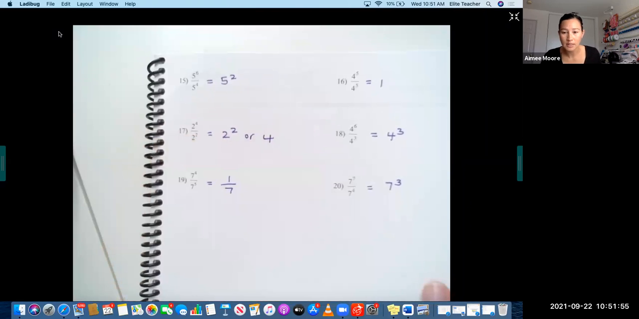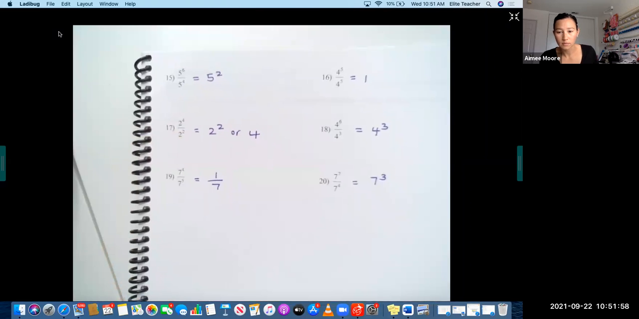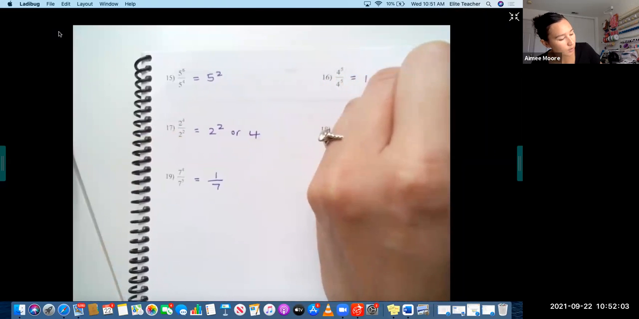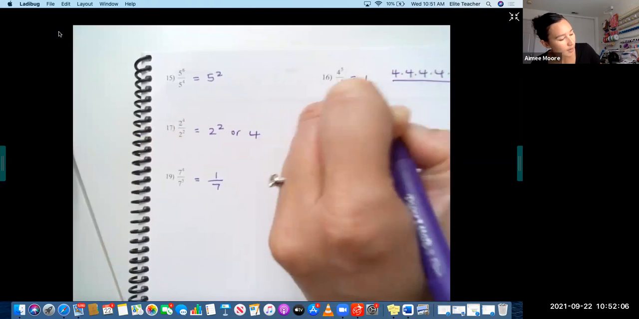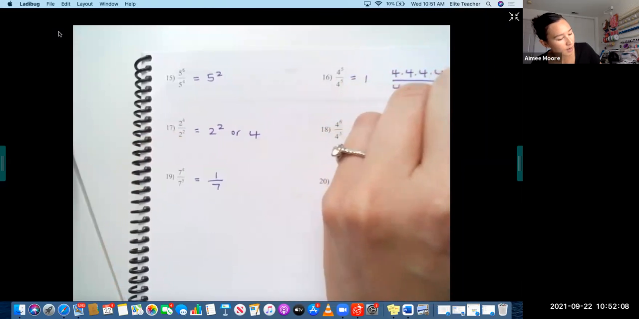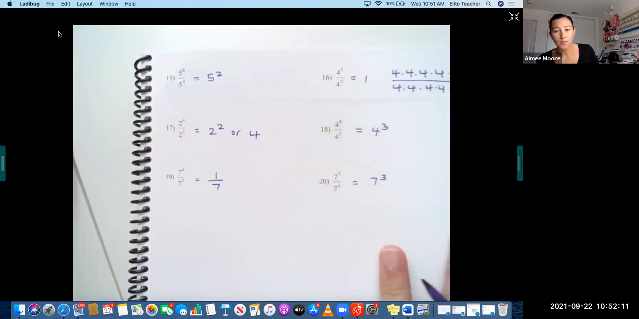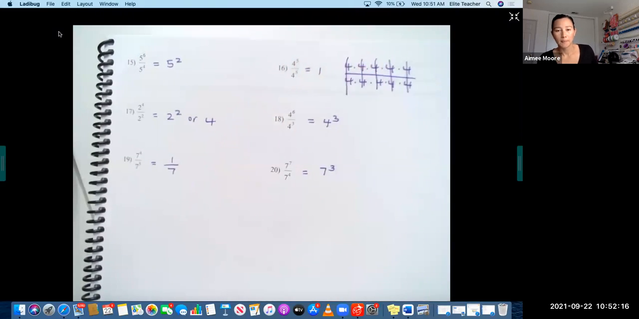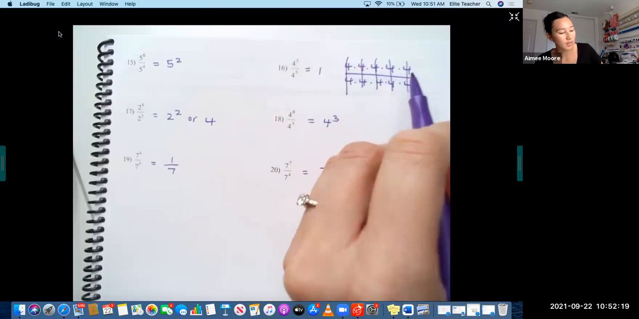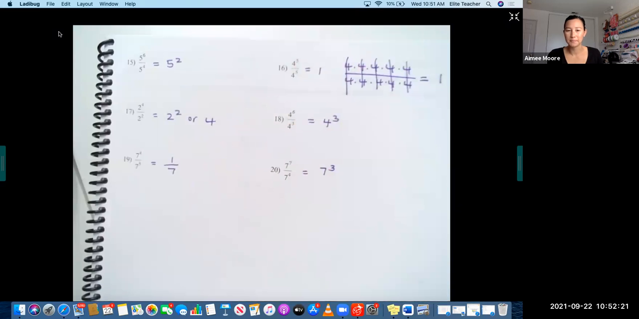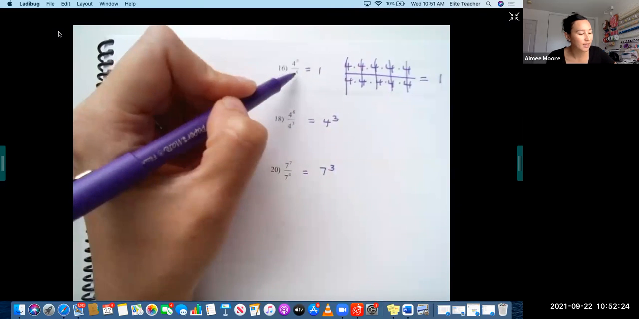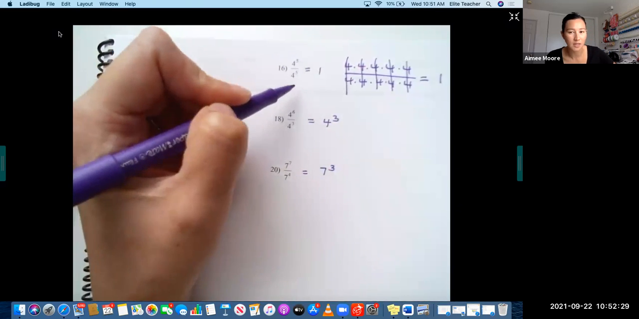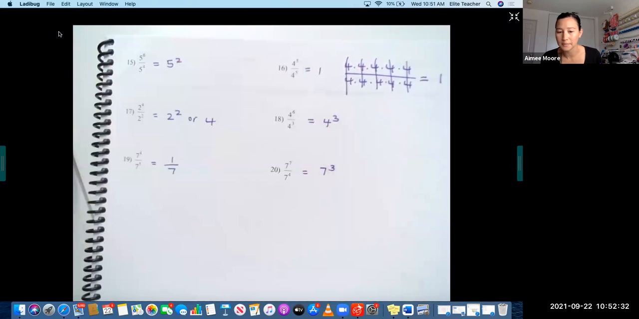And then let's look at number 16. Yes, so number 16 is 4 to the 5th, so that's 1, 2, 3, 4, 5, divided by 4 to the 5th, 1, 2, 3, 4, 5. And then when we find all of our ones, we see that they're all ones. And so 1 times 1 times 1 times 1 times 1 is just 1. You can also count this as a 1 because 4 to the 5th divided by 4 to the 5th is also a 1, because the numerator is the same as the denominator. And so that equals 1.